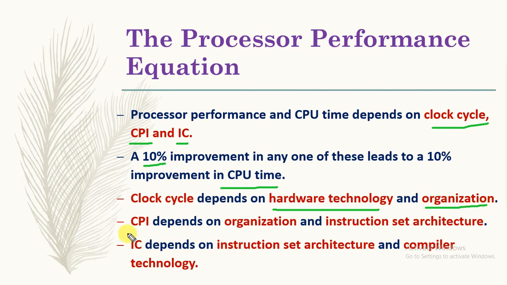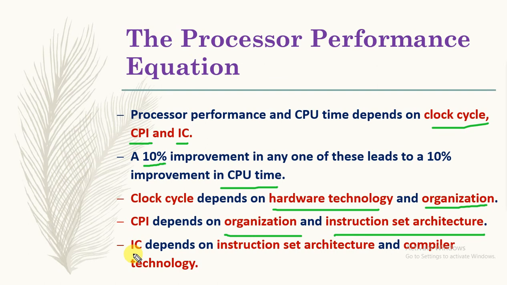Then cycles per instruction depends on the organization and instruction set architecture. It depends on the instruction format and all, the instruction set architecture, the cycles per instruction. So how many cycles it will take depends on the length of the instruction and all. So the CPI will be affected based on the functional organization as well as the instruction set architecture, in terms of instruction length and the complication of the instruction.